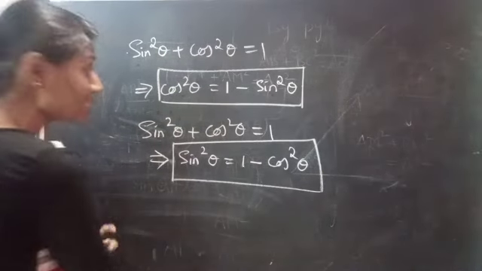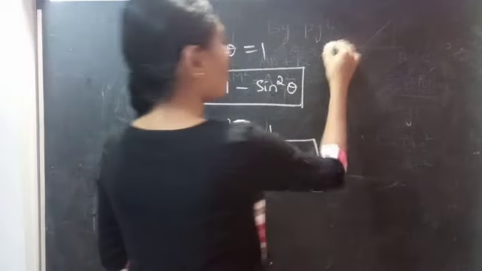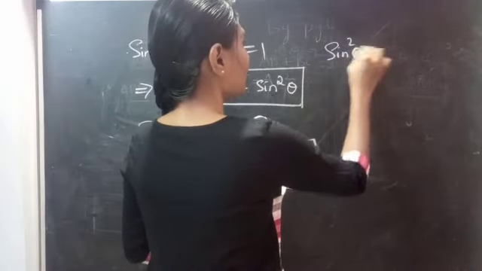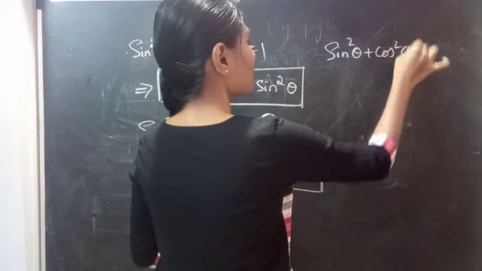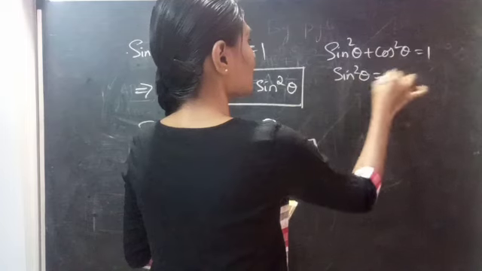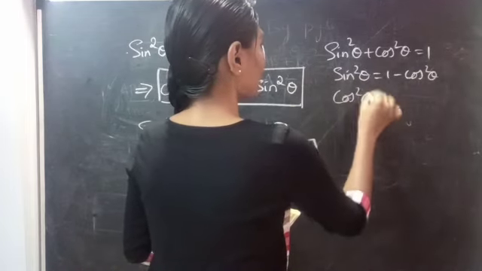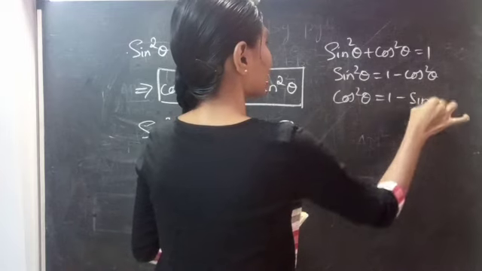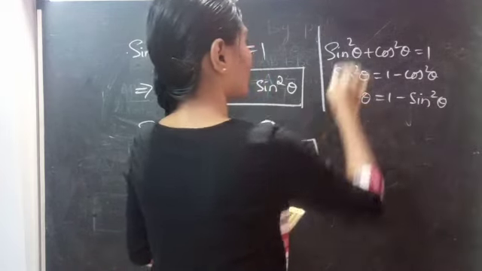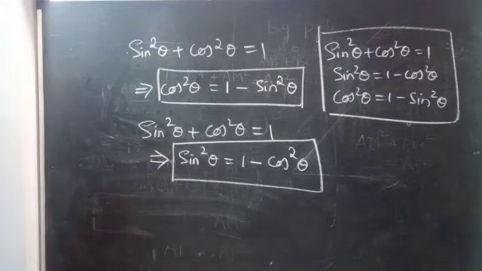So how many identities we have? We have totally 3 identities. That is sin square theta plus cos square theta is equals to 1. And sine square theta is equals to 1 minus cos square theta. Cos square theta is equals to 1 minus sine square theta. Totally 3 identities. Okay. Fine.